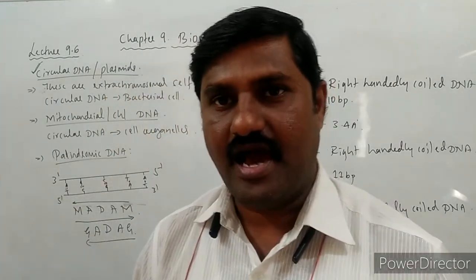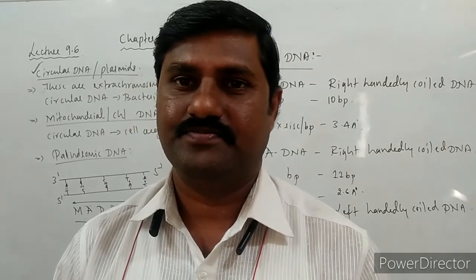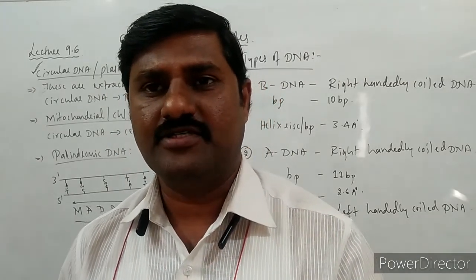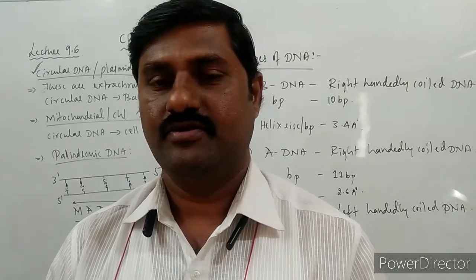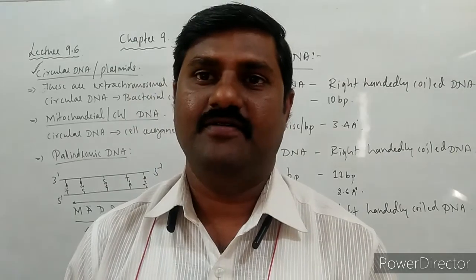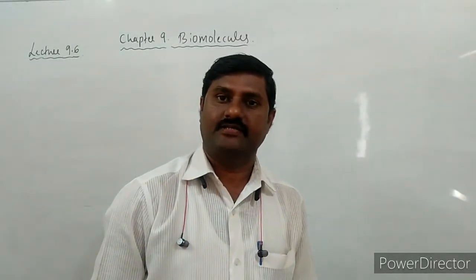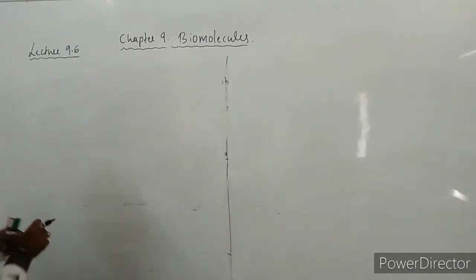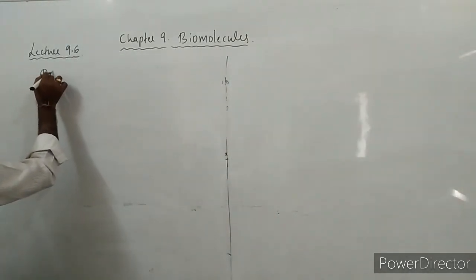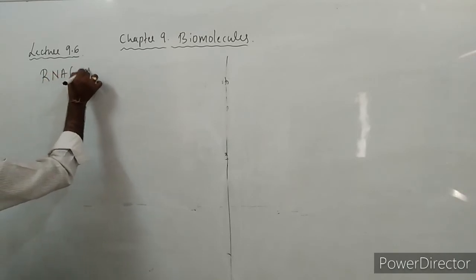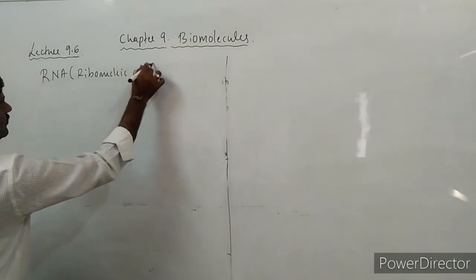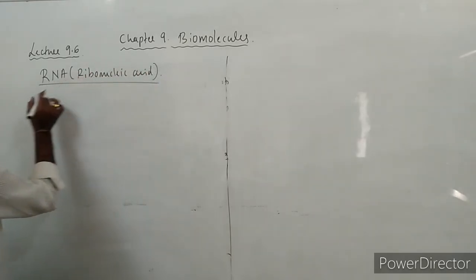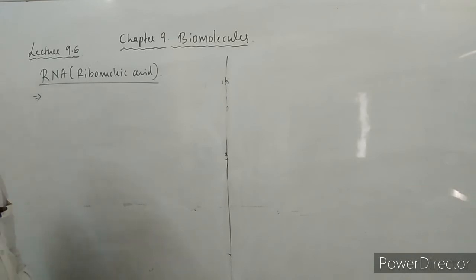Along with this, RNA is also an important one. What are the unique features of RNA? Let us see in this video. In the next video we will see the different types of RNAs. The next nucleic acid is RNA. It is called ribonucleic acid, so let us see this one.